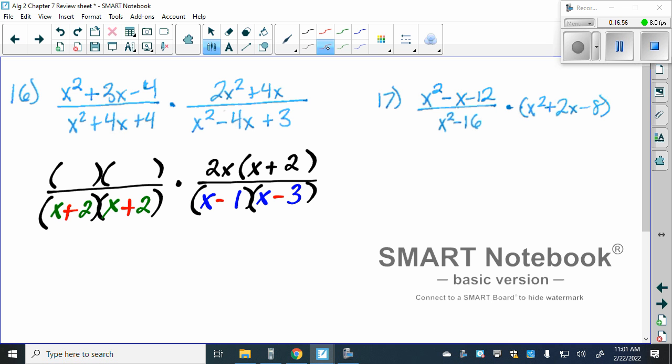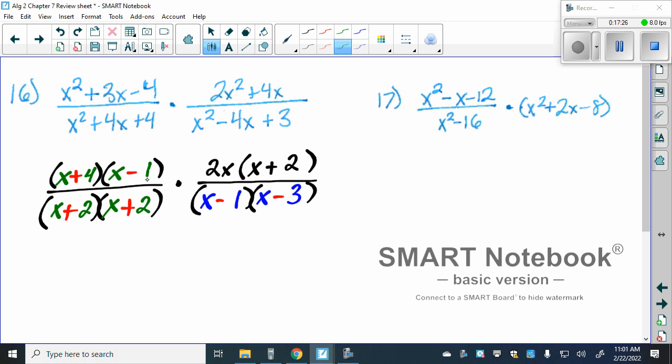Now, since the 4 is negative, our signs are opposite. That will tell us that we have plus and minus. The factors of x squared are x and x. Now, we need the factors of 4, 1 and 4, or 2 and 2. Well, with 1 and 4, we would want the 4 to be positive or negative.